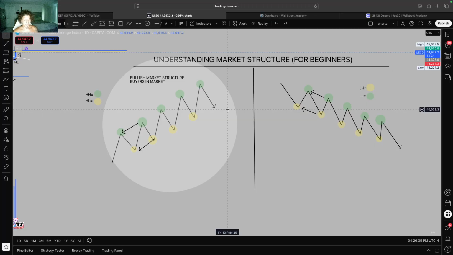Another thing I wanted to say is that structure only changes when a higher low is broken on an uptrend or a lower high is broken on a downtrend. Write that down. Structure only changes when a higher low on an uptrend is broken or a lower high on a downtrend is broken. I'll give you an example right now. Okay, boom. So you see this? We're on a higher high, right?